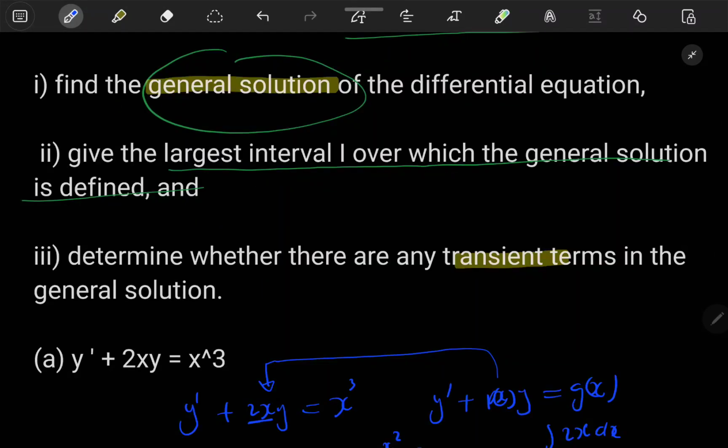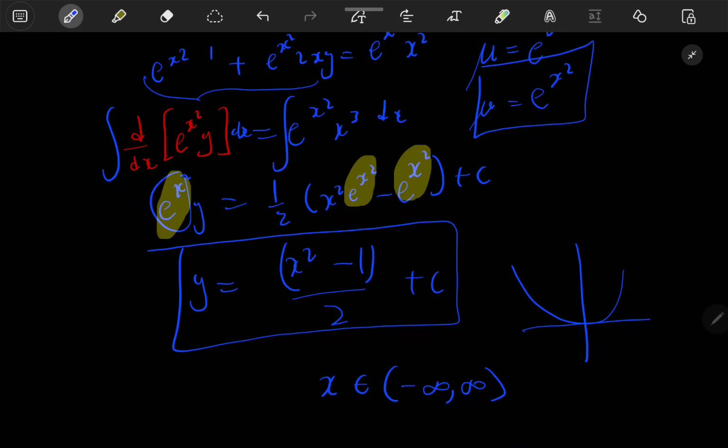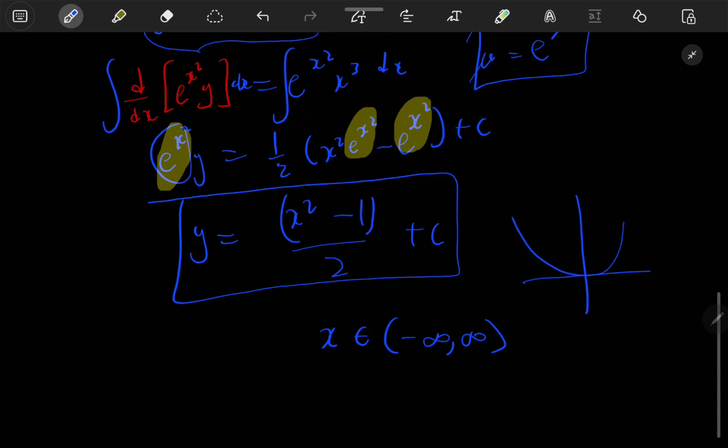Determine the transient term. Okay, differential equations are used to study very dynamic and complex cases like in fluids, electromagnetism and all that, and a lot of other engineering and physics fields that we study using differential equations. So when we talk about the transient term, we're literally looking at how this thing will behave after a very long time. A transient term is a term that is going to disappear as time goes on.